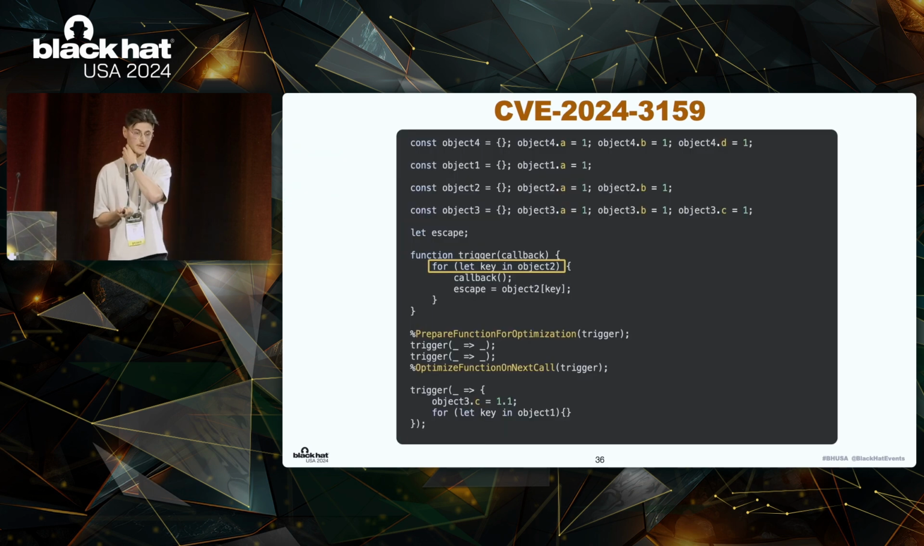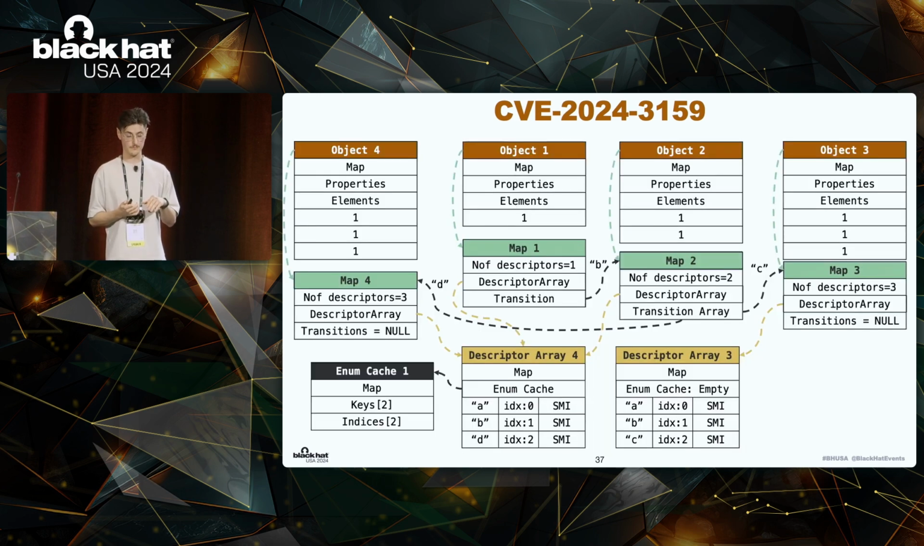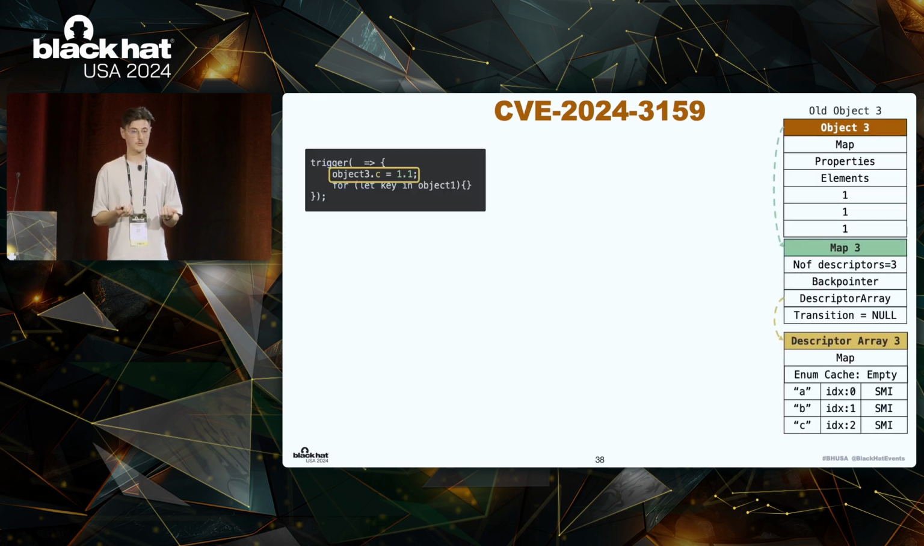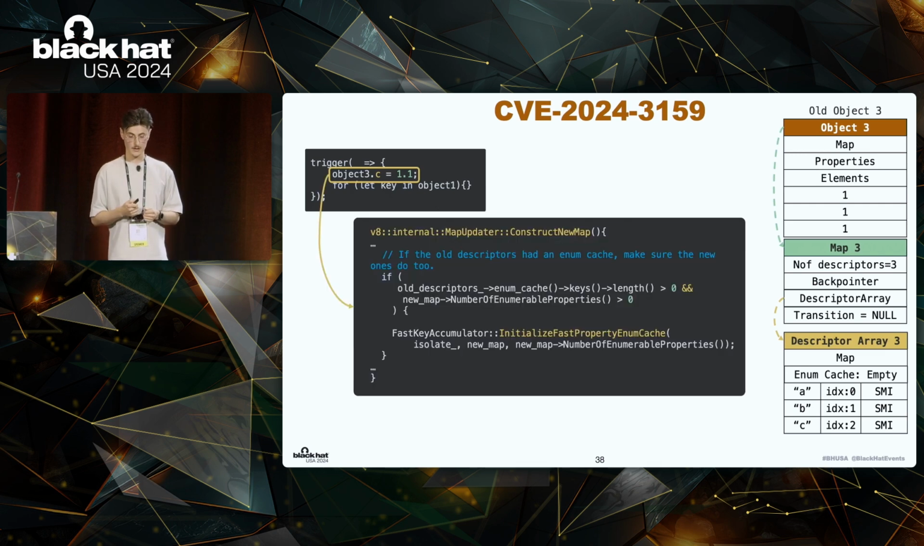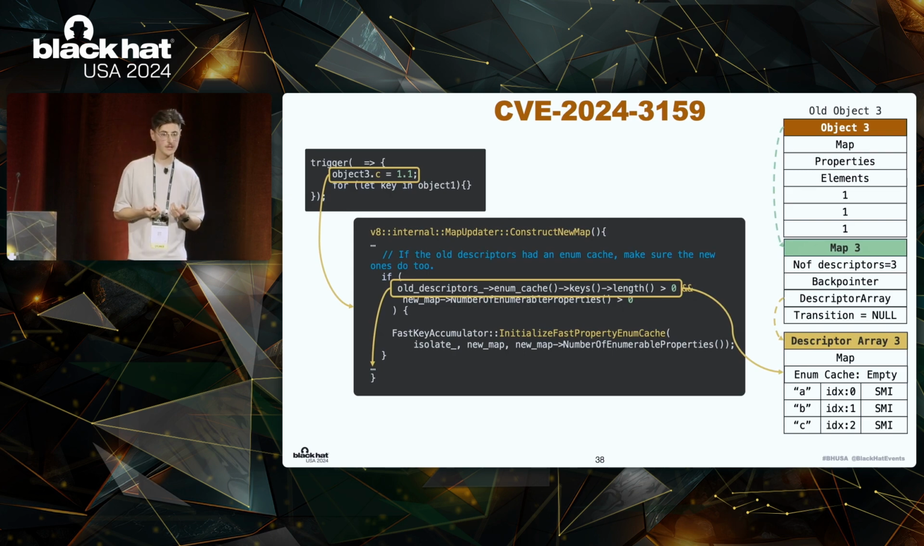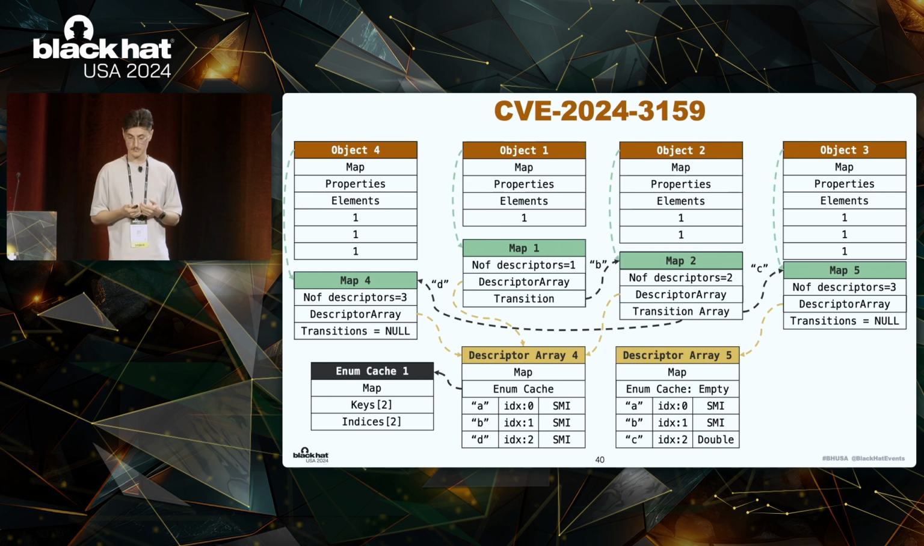We'll continue by triggering the creation of an enum cache for object 2 using the for-in loop. But this enum cache will be created inside descriptor array 4. Now we'll execute the map update of object 3, and we're going to go through the check of the patch. We're checking whether the old descriptor of object 3, on the right here, has an enum cache, but it doesn't have one, right? It's descriptor array 4 that has one. So we're going to bypass it, and then the map and the descriptor array of object 3 will be updated to map 5 and descriptor array 5, which gives information about the C property as a double.